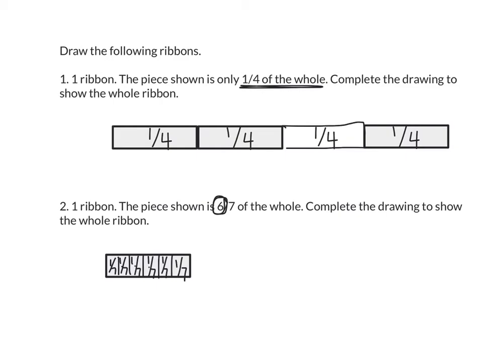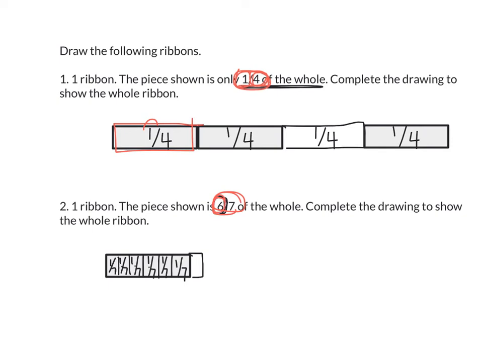How many sevenths are in one whole? 7. So I have to add one more piece about the size of 1/7 in order to complete the whole ribbon. What I notice is that on the top problem, when it told me that the piece shown is 1/4 of the whole, I had to really pay attention to the denominator. Well, and the numerator, because this whole piece was 1, right? And down here, when the piece was 6/7 of the whole, I had to first look at the numerator to divide it to see how big 1 unit was.